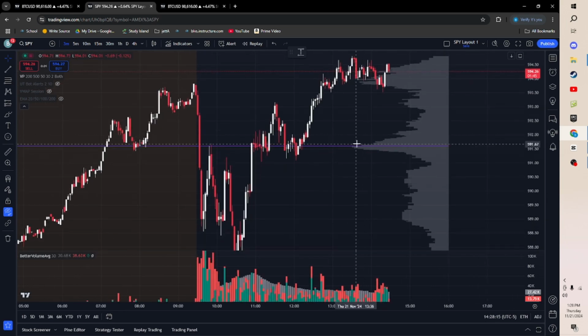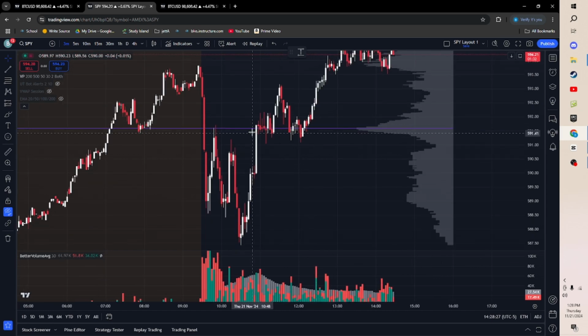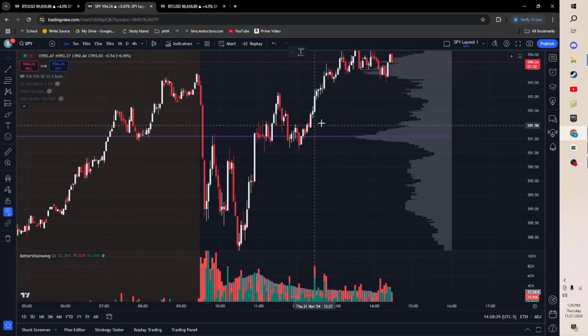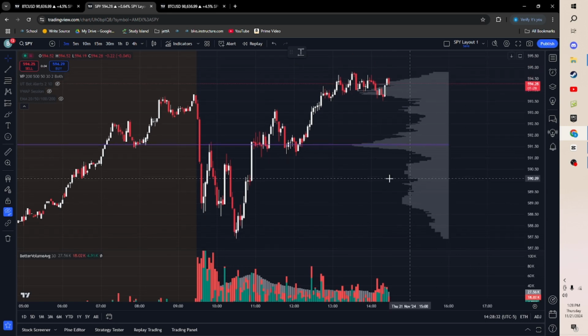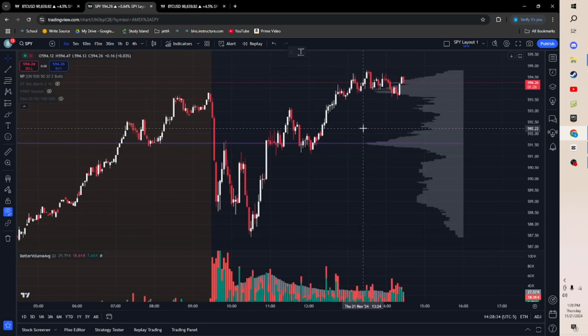Right here we have a level generated by the volume profile, and it's saying that this is the most concentrated area of volume, or where the most volume lies. So price likes to be drawn towards it like a magnet, and it also likes to hold at it and then reject off of it, or continue through it. Depending on the time frame, the POC changes. So right now it's at 591.59.